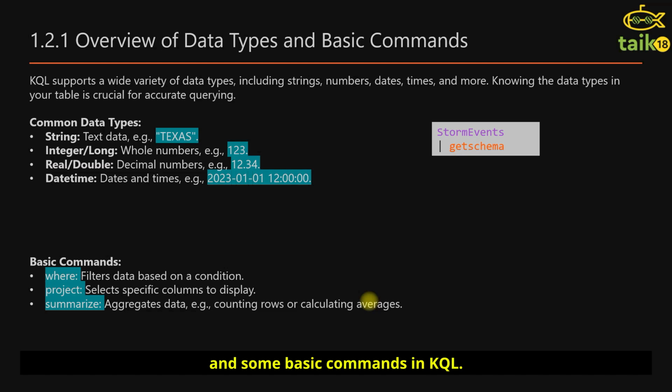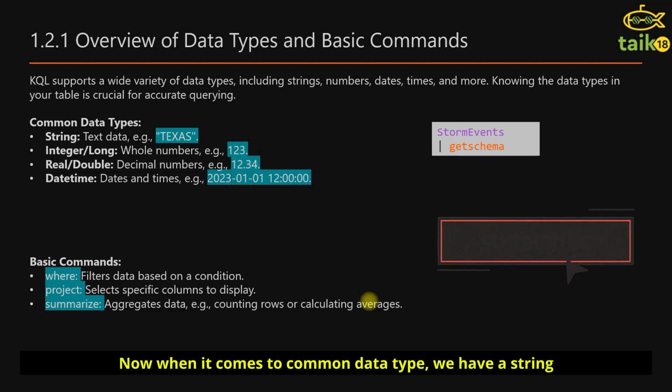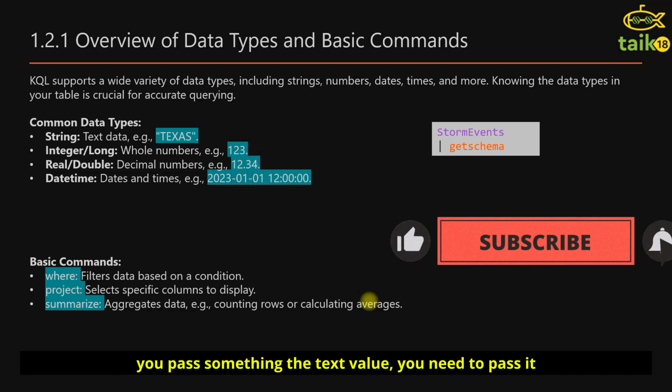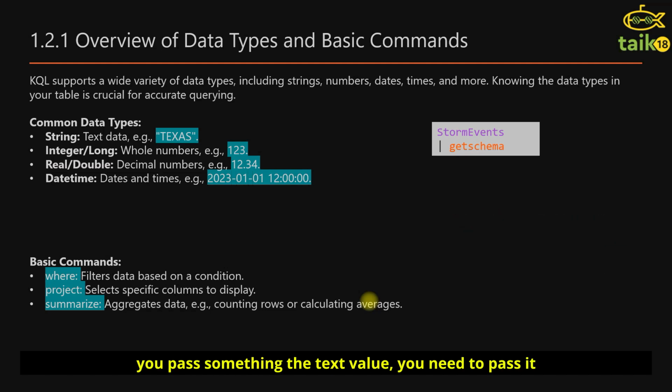in KQL. KQL also supports a variety of data types, similar to what we have in other languages, SQL for example. When it comes to common data types, we have a string, which is text, and whenever you pass a text value, you need to pass it within double quotes. For an integer, you don't need any double quotes, just pass the value. It also has real, or double, where we have decimal numbers. And it contains datetime, which is year, month, and day, followed by hour, minute, and second. This is as usual compared to SQL.